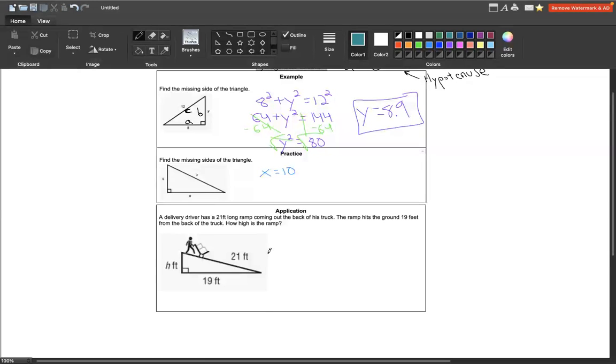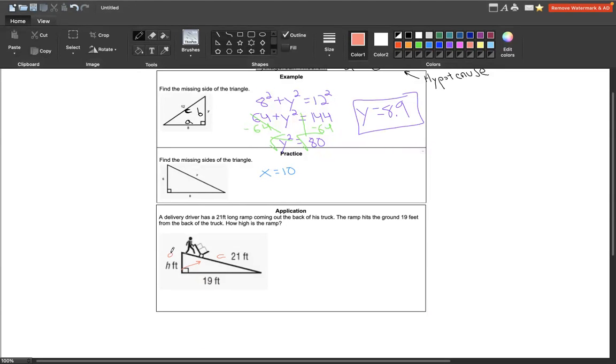So this is a Pythagorean theorem problem because we have two sides and we're missing a third side. No angles involved, so it's Pythagorean theorem. What we're going to do is label our A, B, and C. Our A and B don't really matter, but the C is important. C is the hypotenuse, which again is directly across from the right angle. This will be our C.